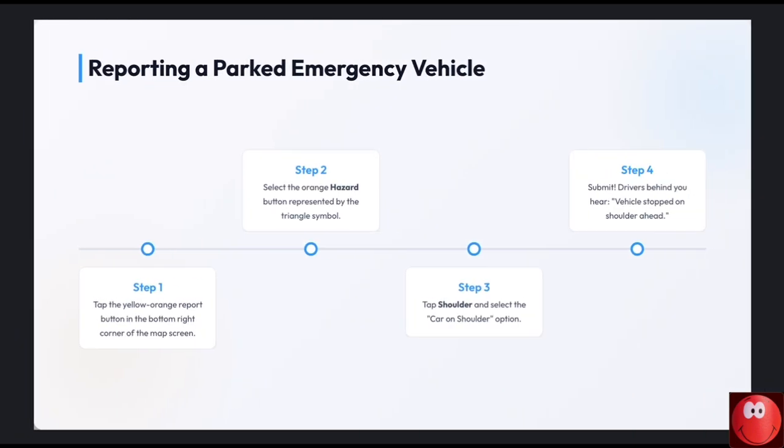What happens if you pass an emergency vehicle that is parked on the shoulder with its lights off? There's no automated transponder feed running, but we still want to keep the emergency crew safe. To report it, you tap the yellow report icon on the screen, select the orange hazard menu, choose the shoulder option, and tap car on shoulder. When you submit this, the drivers behind you will hear a voice alert warning them that there is a vehicle stopped on the shoulder ahead so that they can slow down and move over.